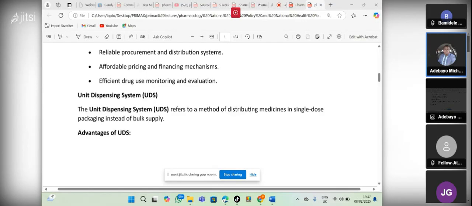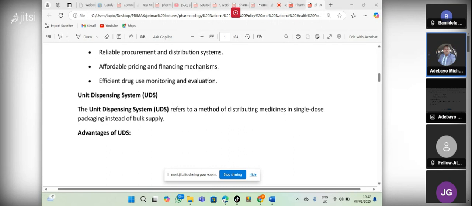All right, so let's talk about the unit dispensing system. The unit dispensing system refers to a method of distributing medicine in single-dose packaging instead of a bulk supply. If you remember, back in the day, and maybe it still happens, there's counting of drugs, where when you go to the pharmacy, they open one big box and start to count inside ziploc bags. No, that is not the aim of the unit dispensing system.